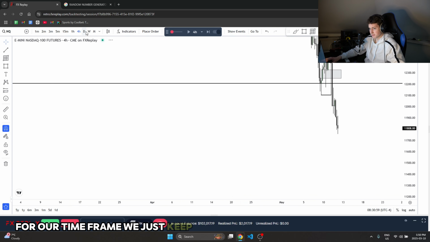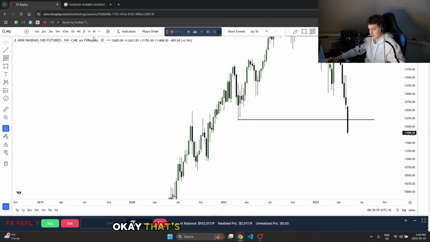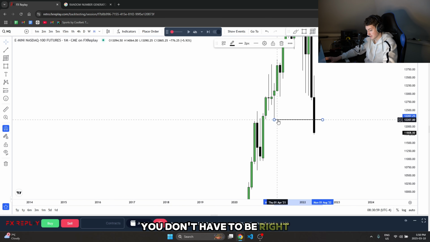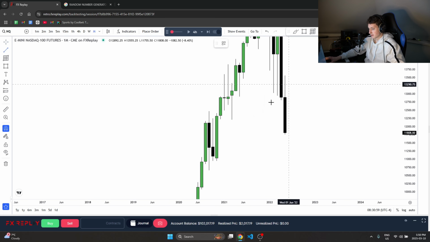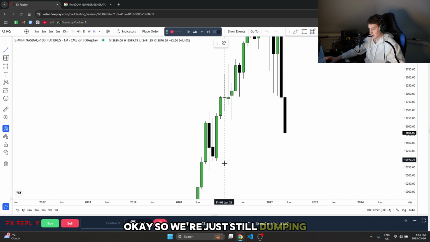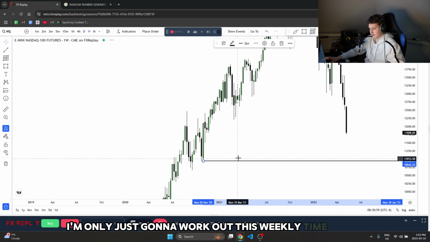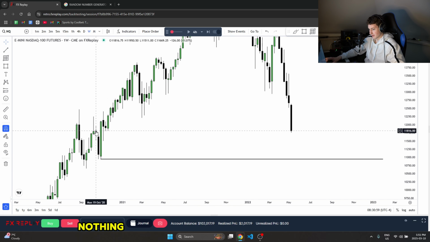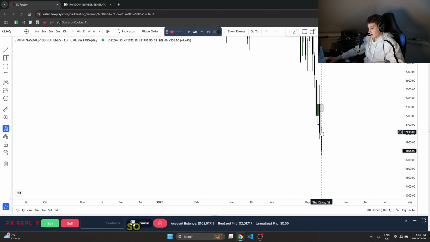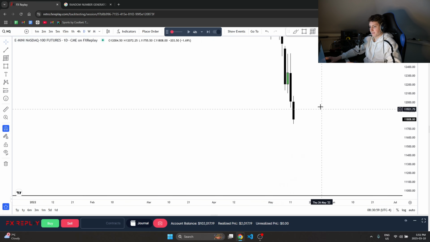4-hour time frame, we just keep dumping, but we're still catching longs, okay? That's the power of trading. You don't have to be right about where the market's going. So we're just still dumping. I'm only just gonna mark out this weekly time frame. Nothing really else to mark out, we just swept it. So 4-hour time frame's dumping.